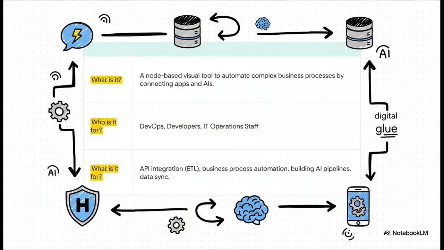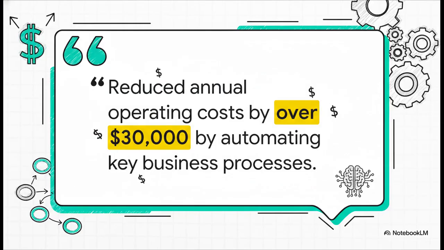The trade-off? Well, there's a bit of a learning curve to its node-based system, and if you self-host, you've got to manage the server. But for serious automation, its power is just unmatched. I mean, just look at the company Border. By using N8N to automate more than 15 of their core processes, like customer onboarding, they slashed their annual operating costs by over $30,000. That right there is the real-world power of enterprise-level automation.